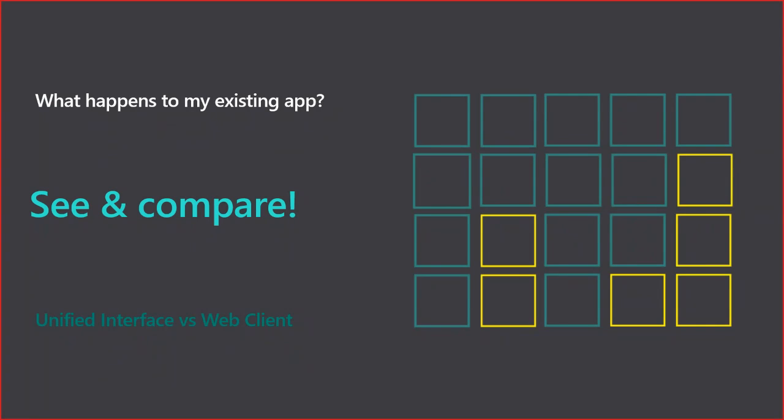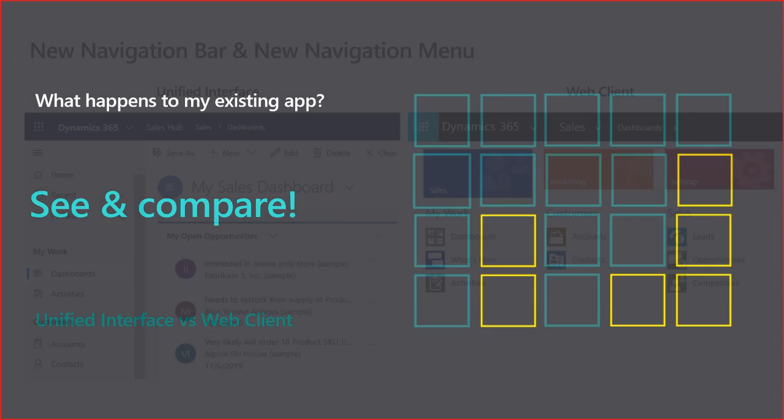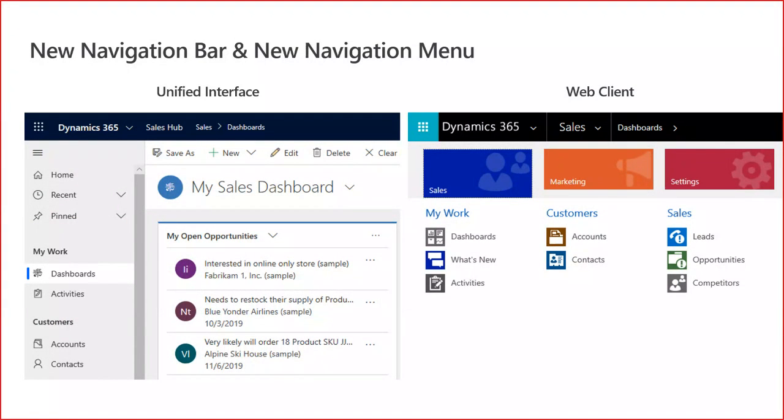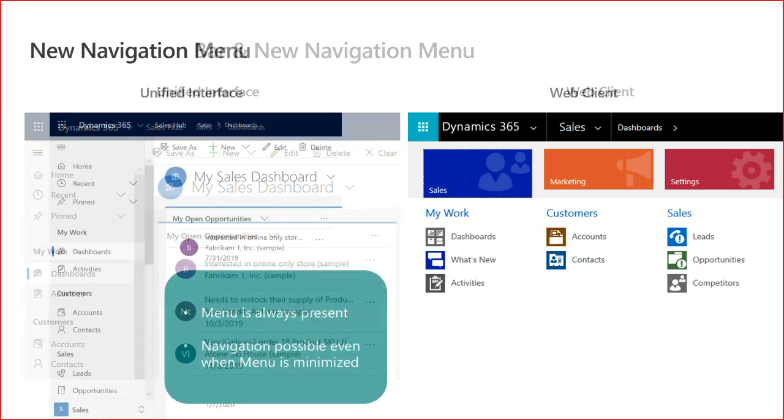Now, you're probably wondering, what happens to my application? So let's take a look and compare the unified interface versus the web client. Right off the bat, you're going to see an exciting new interface. And there's going to be a number of changes here in both how the top navigation bar appears to users and what we've done with the menu. We're going to dive into those.